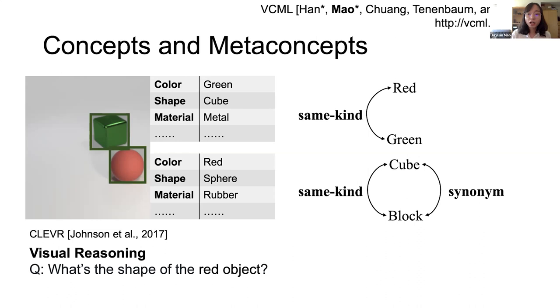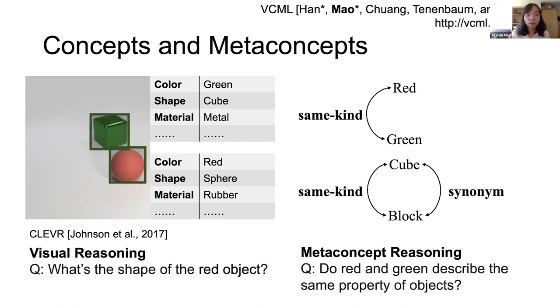So while the visual concepts have enabled us to reason about the image, we can also reason about these meta concepts. That is, the relational concepts about concepts. For example, in this case, we can answer the question, do red and green describe the same property of objects? And the answer is yes.